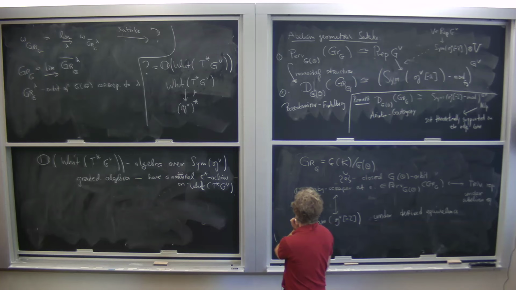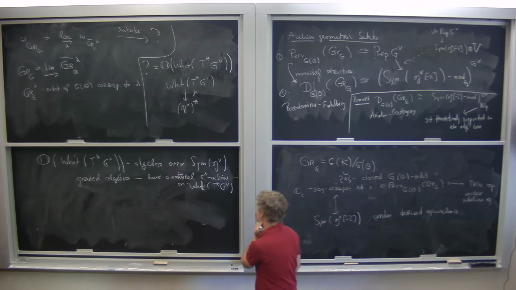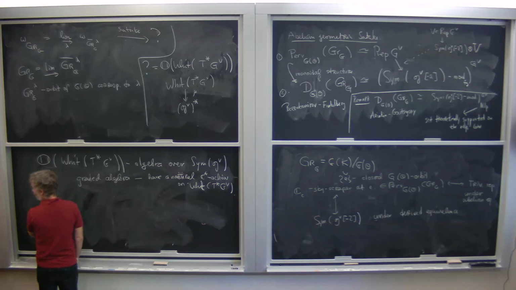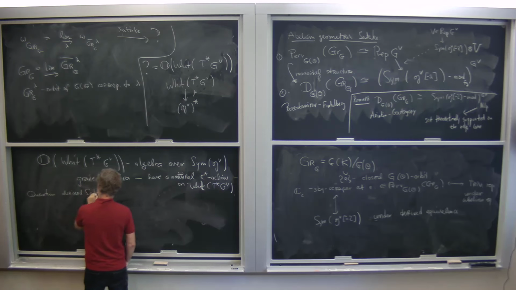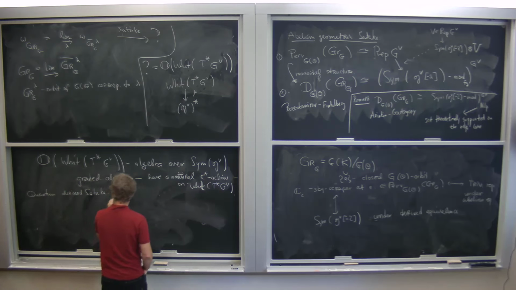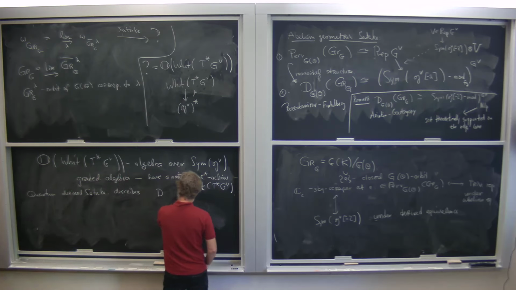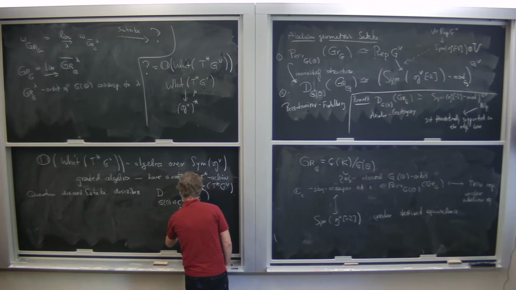Let me also skip for now the quantum Satake. Let me just say what the quantum derived geometric Satake is about. This is relevant, but I'd prefer to skip it for now. It describes the derived category of the affine Grassmannian, not just with respect to G of O, but with an additional C star action here. This C star is what's called loop rotation.